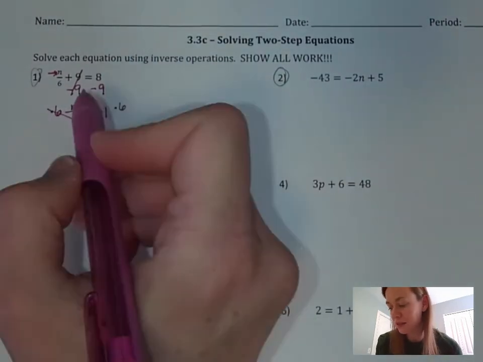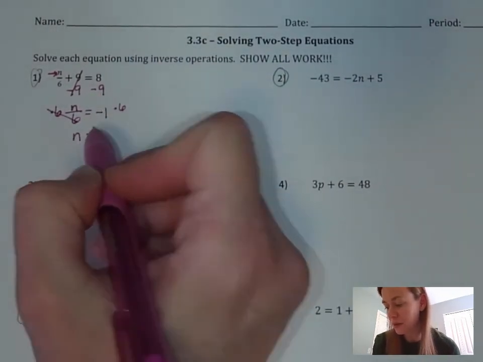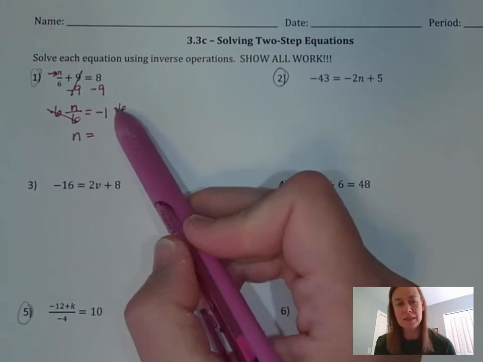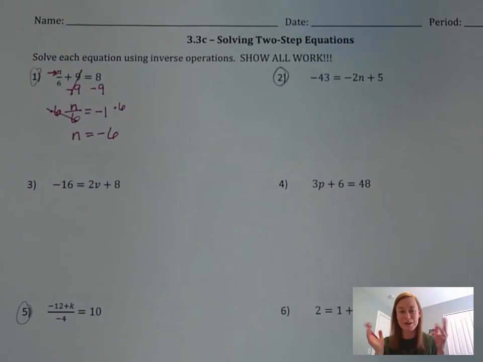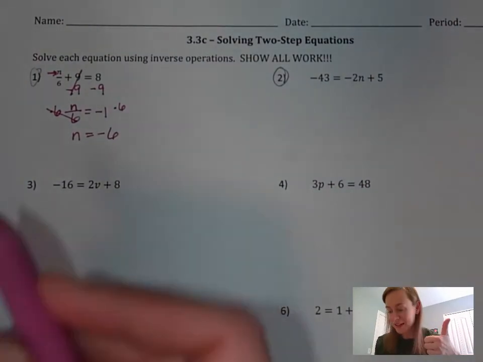Those will cancel, and you're left with n equals negative 1 times 6. That gives us negative 6. And then we are done with that one. Is that what you got? Good work if you did.